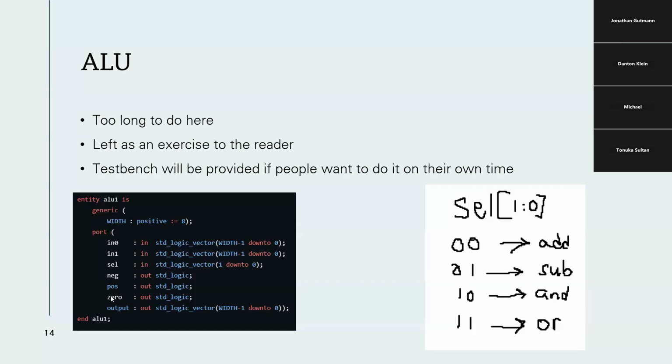The neg, pos, and 0 are negative, positive, and 0 flags. Say that you're adding something. Remember how we were talking about 2's complement, if the most significant bit is 1, that means the number is negative. So maybe you can check if the most significant bit of the result is 1. Then you would assert your negative flag to be true. Same thing goes for positive, and if the result is ever 0, you assert 0 as well. And that's it for the functionality of the ALU.